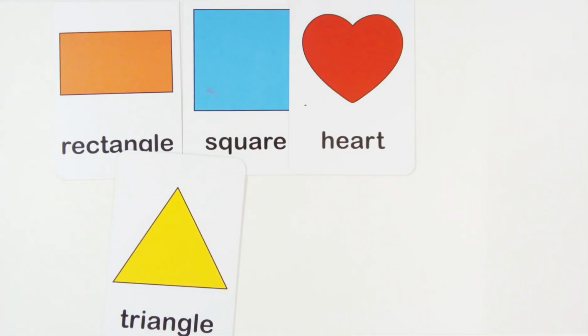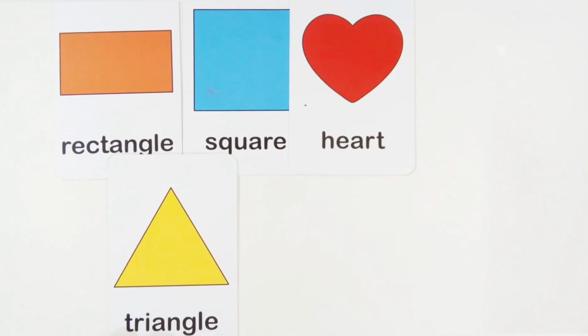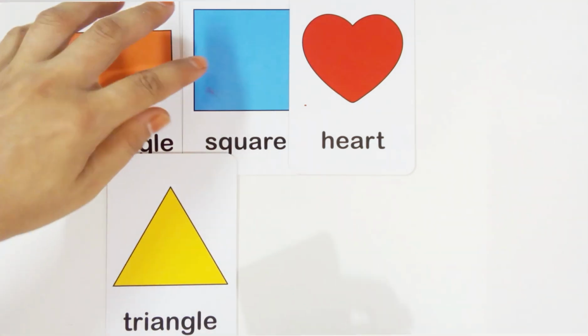T for triangle, T-R-I-A-N-G-L-E triangle. This is triangle shape.